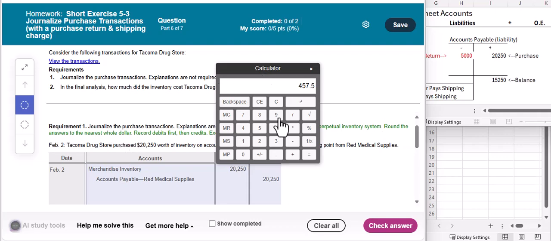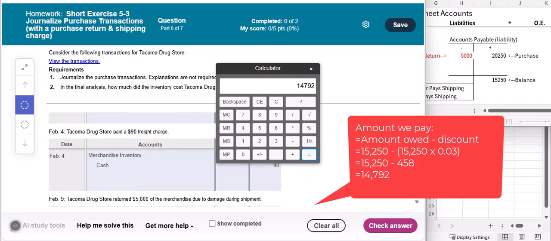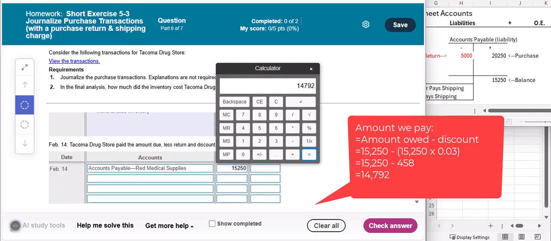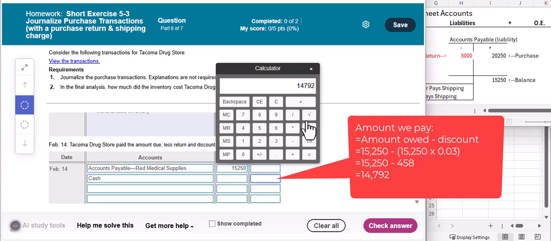So what we're going to want to do then is subtract 458 from the amount we owe to see how much cash we will be paying. So that is going to be $14,792. That's going to decrease our asset, our cash, by that amount. So we are paying this amount.